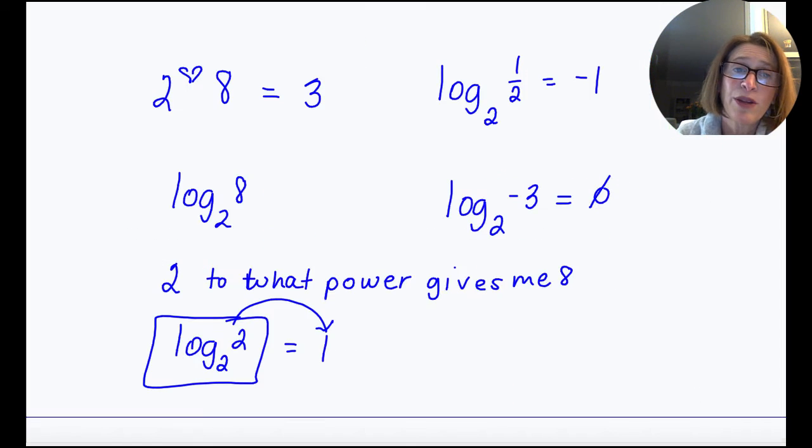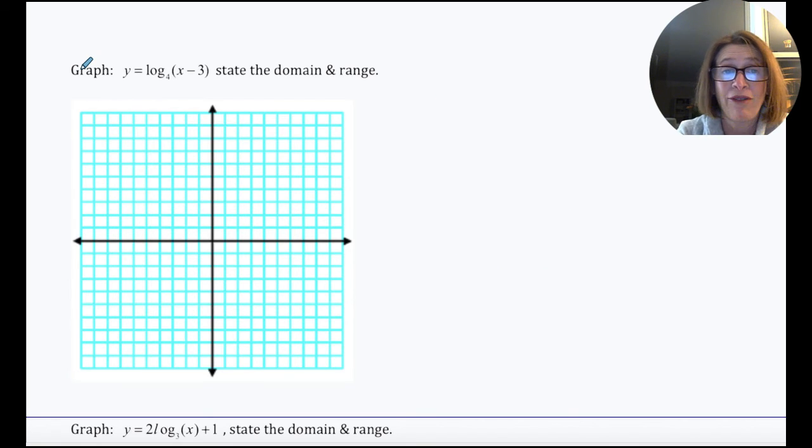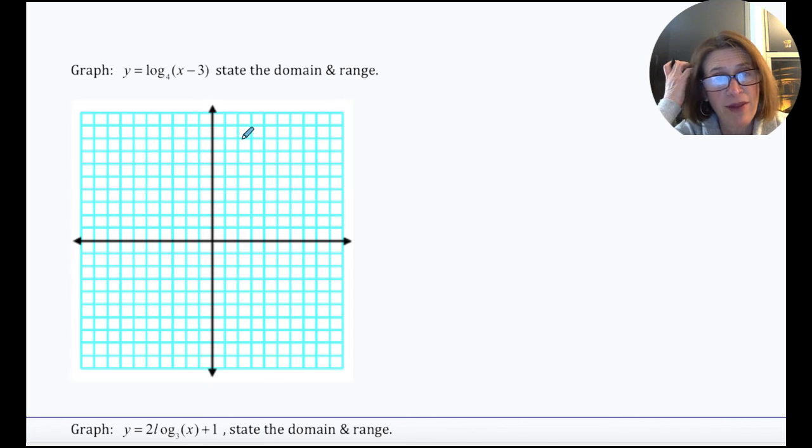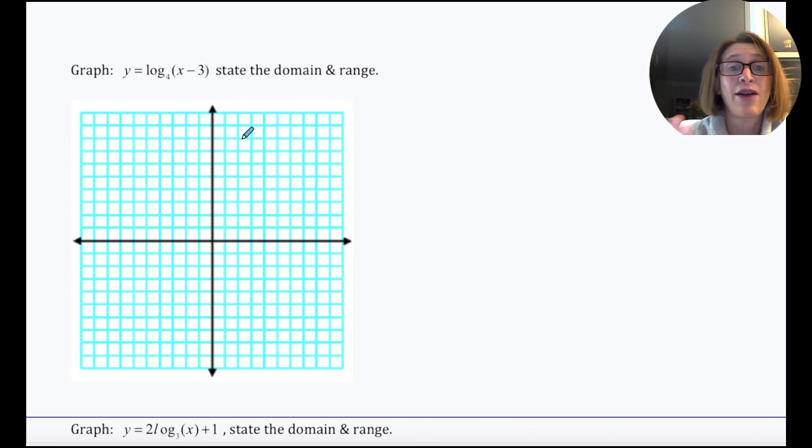Okay, so can this get a little bit harder? It sure can, right? We can shift the graph, okay? So now I have y equals log base 4 of x minus 3. Okay, so I want to show you how to graph this without having to graph the exponential function.